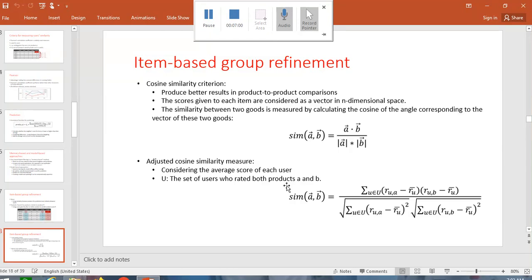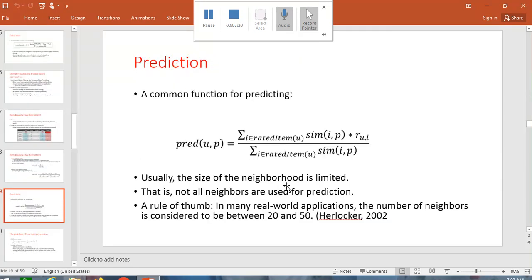This cosine method has a drawback that it does not take into account these differences in scoring habits. To take this into account, we must also subtract the averages. With this formula, we calculate how likely user U is interested in product P. As I mentioned, this matrix is sparse, is empty.